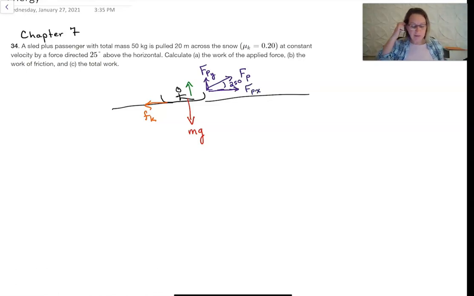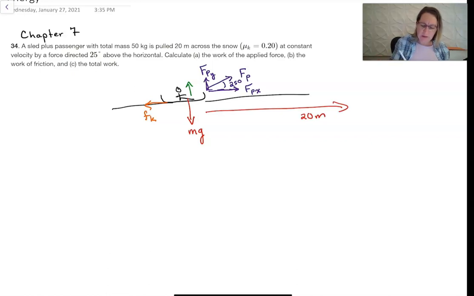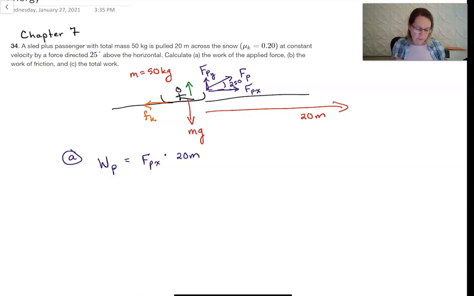Okay, maybe we need all this stuff, maybe we don't. I'm just outlining what we have. Okay, so let's go ahead and write down information so we know the distance this goes is 20 meters and the mass is 50 kilograms. Okay, so we're supposed to find the work of the applied force. So for part A, we need the work of the pull, which would be just F pull X times this distance, the 20 meters.